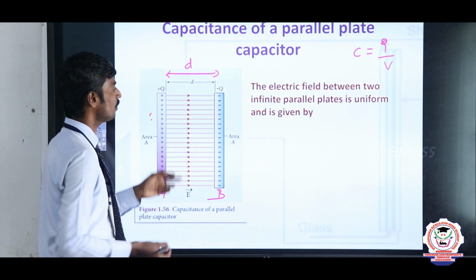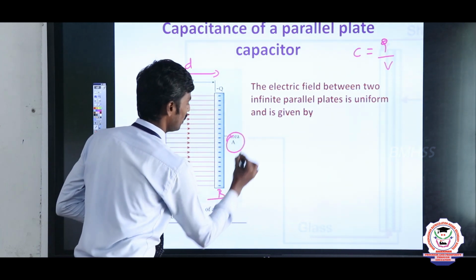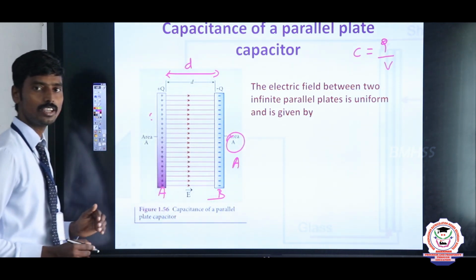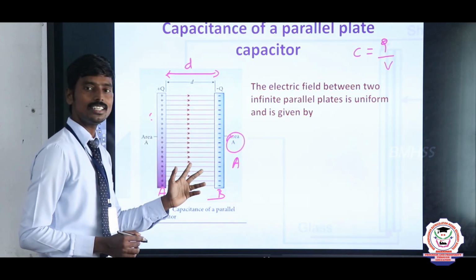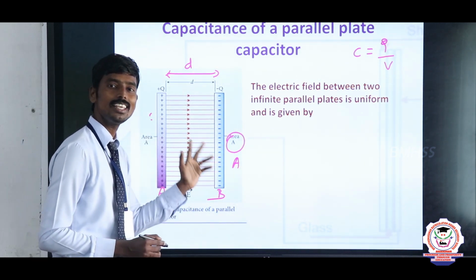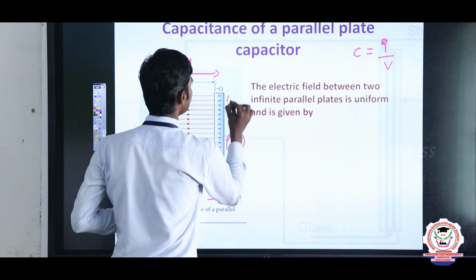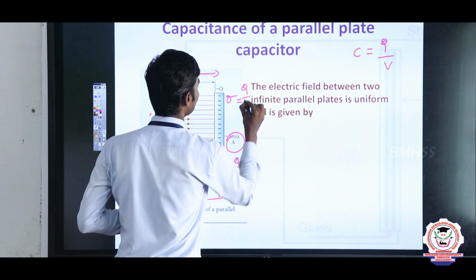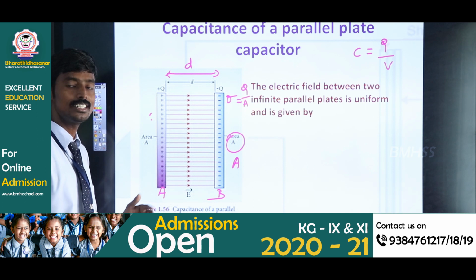Now the area of cross section of the two metal plates is A. Here, the area of cross section is A. In these two parallel plates separated by a small distance, with area of cross section A, the charge density is sigma equal to Q by A. This is another expression we will discuss later.